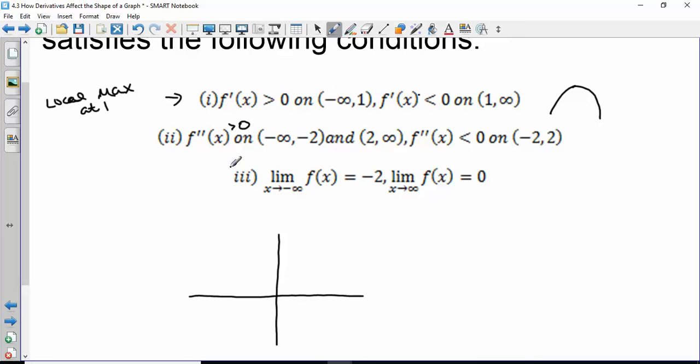Okay, second thing. The second derivative is positive, so that means concave up or down. Up from negative infinity to negative 2 and 2 to infinity. It is negative from negative 2 to 2. So, that means we have inflection points at 2 and negative 2. That's where the concavity changes.